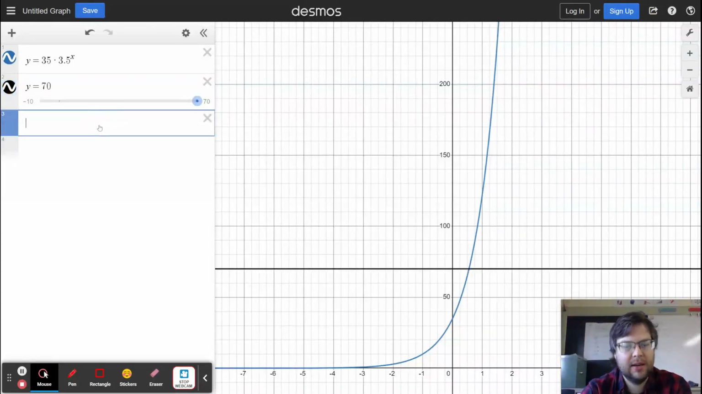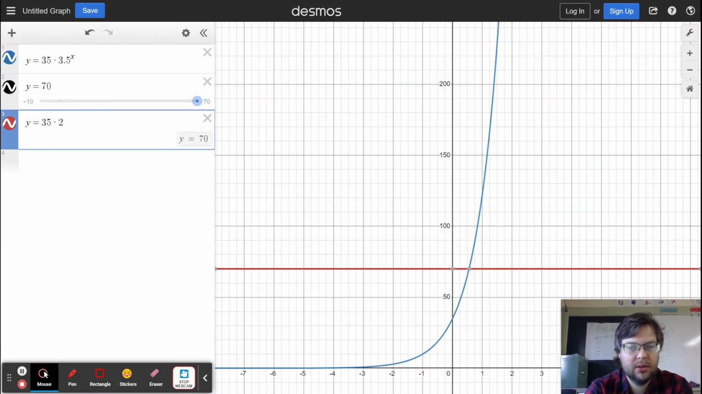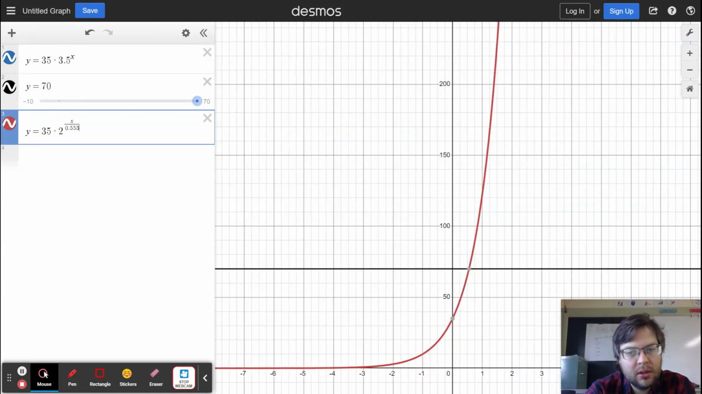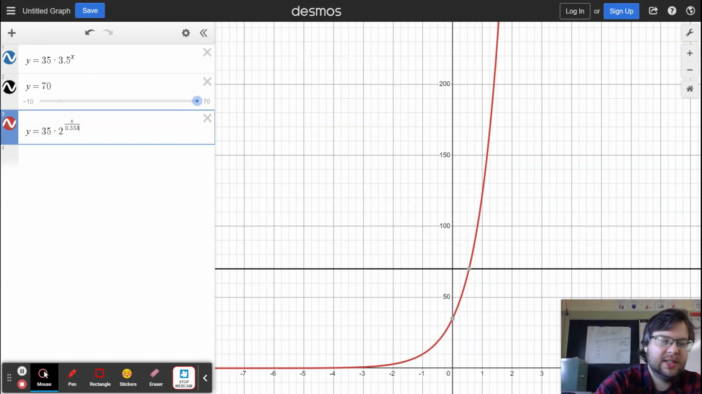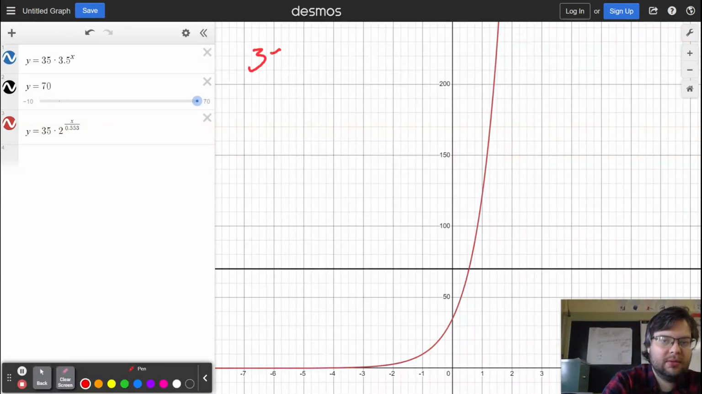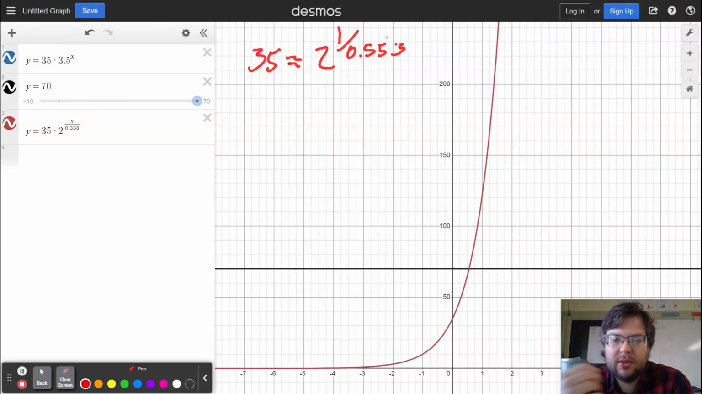What that means is that an equivalent equation has to be 35 times 2, doubling. And how long did it take to double? It took about 0.553. And you can see that those two curves are exactly identical. And what this tells me is that the number 3.5 is approximately 2 to the 1 over 0.553. Every exponential equation can be written in lots of different ways.